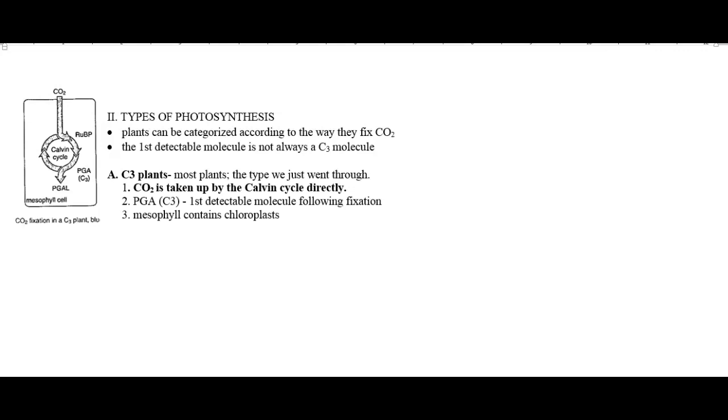So to deal with similar problems, which we'll talk about, there's going to be different types of photosynthesis. So again, it's going to be different depending on how they're going to fix that carbon dioxide. We are learning the C3 plants because most plants are C3 plants, where the carbon dioxide can go directly into the Calvin cycle. Directly right here, this is all right here in the Calvin cycle. So carbon dioxide is taken up by the Calvin cycle directly. PGA with three carbons is the first molecule that sticks around. Mesophyll contains the chloroplasts, so that's where it's going to take place, in the mesophyll.